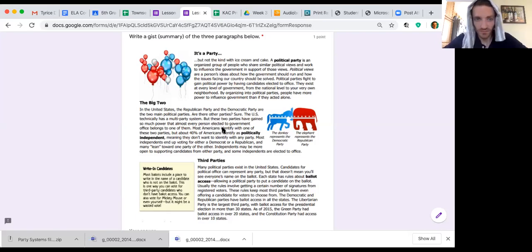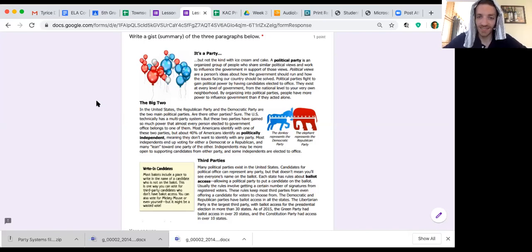The big 2. In the United States, the Republican Party and the Democratic Party are the 2 main political parties. Are there other parties? Sure. The US technically has a multi-party system, but these 2 parties have gained so much power that almost every person elected to government office belongs to one of them.